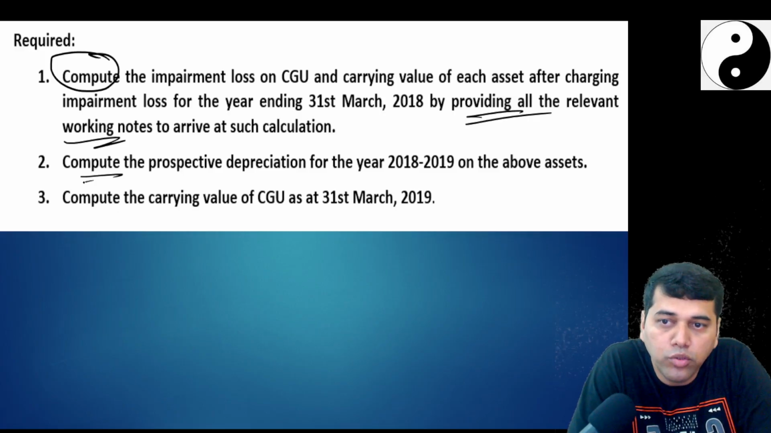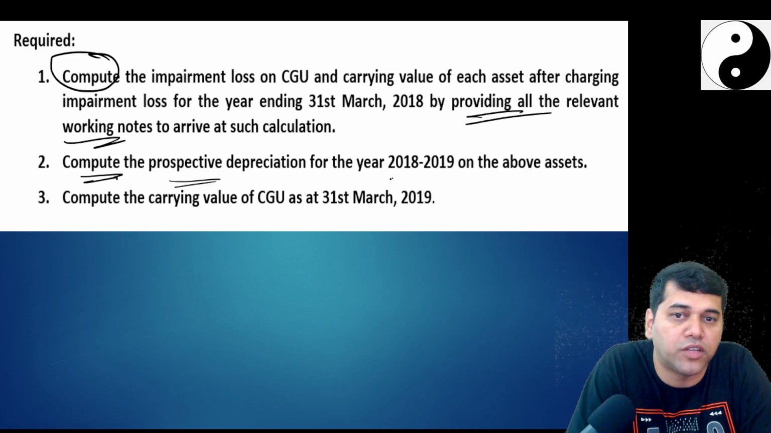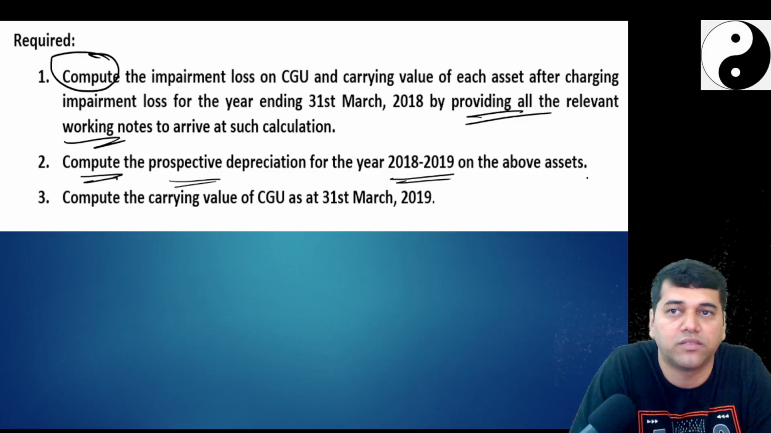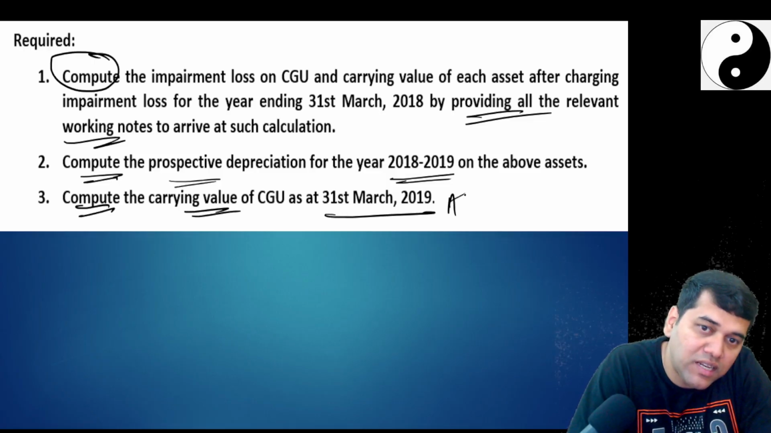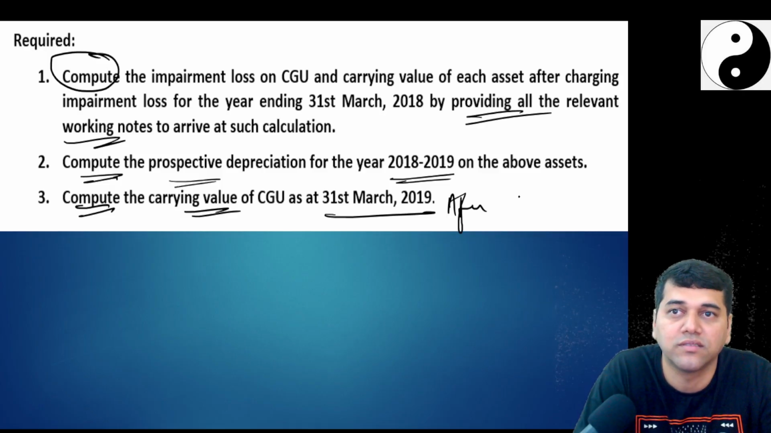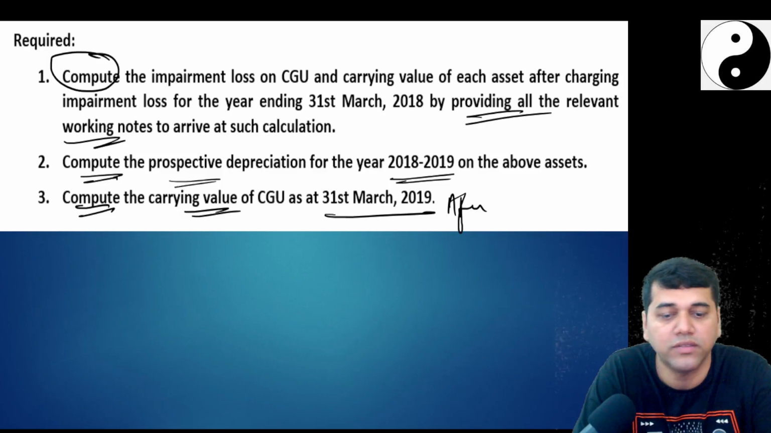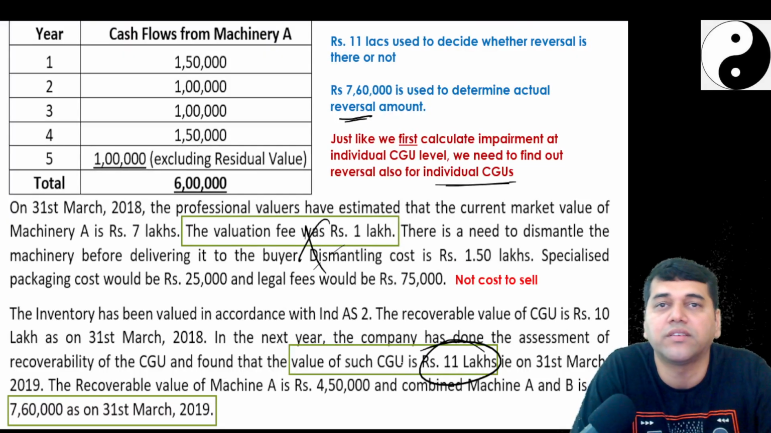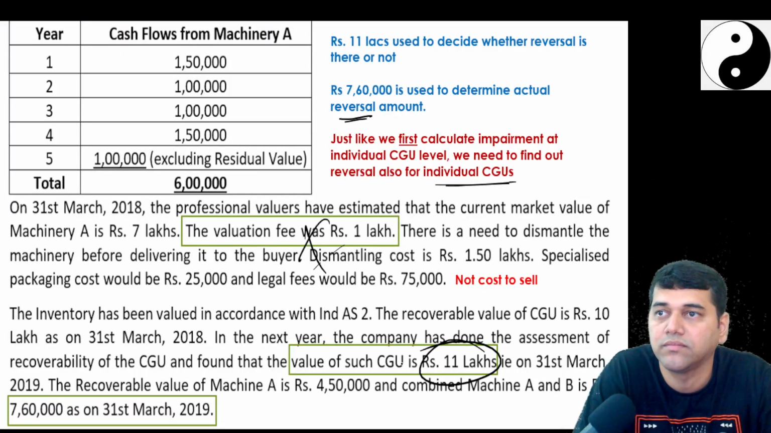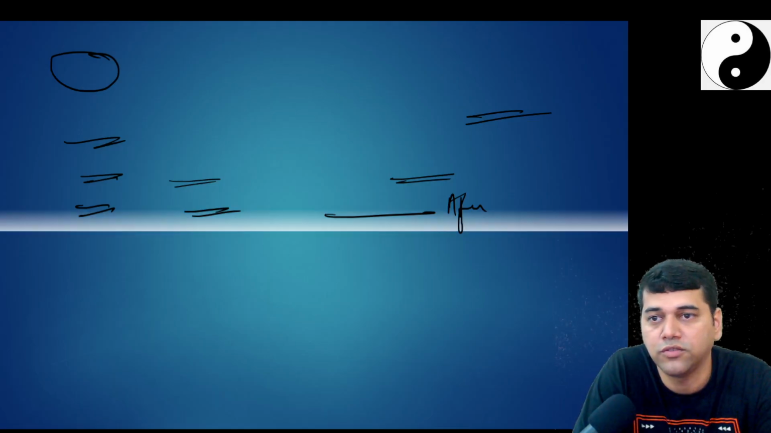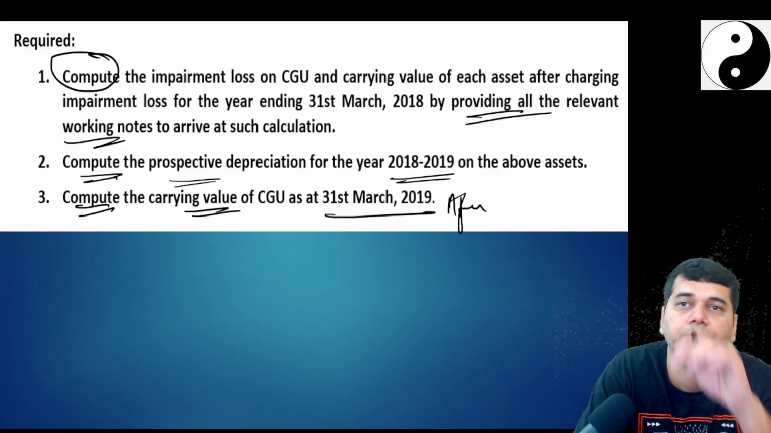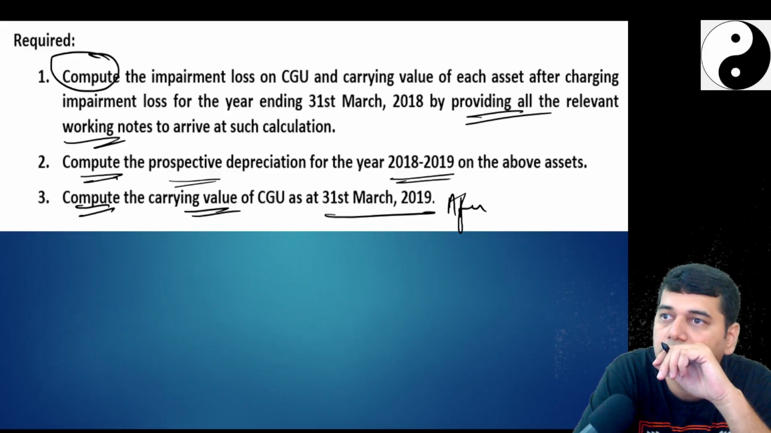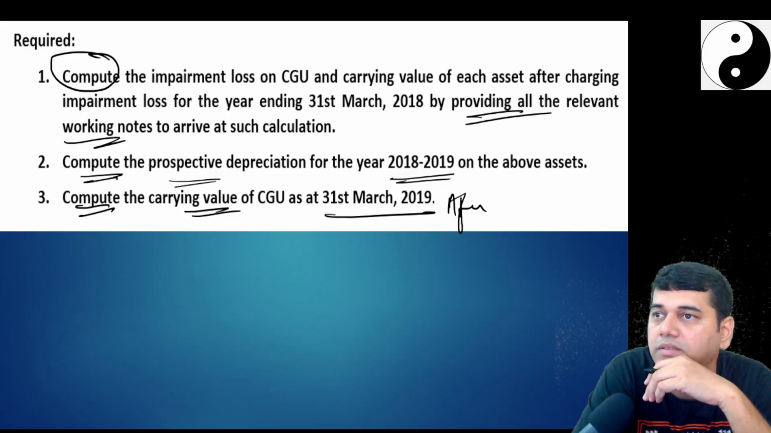Now compute the prospective depreciation for the year 18-19 on the above assets and compute the carrying value of the CGU after reversals, because there is an indicator that there is a reversal. Yes, so first thing, what I am supposed to do here, please help me. What did you understand with this question? Yes, please.